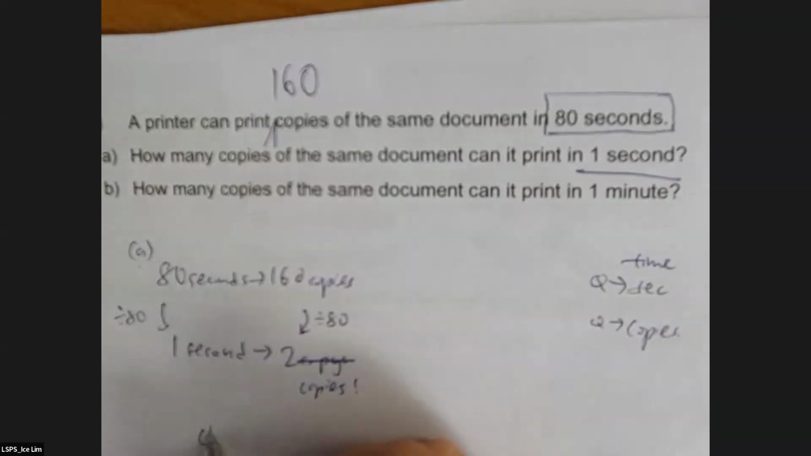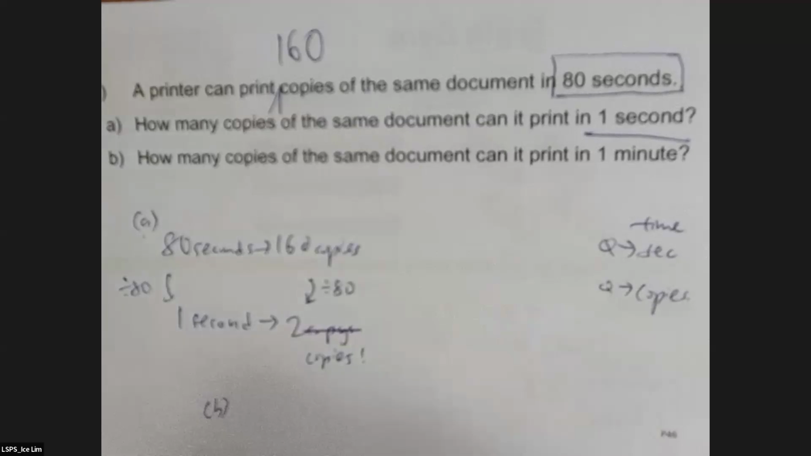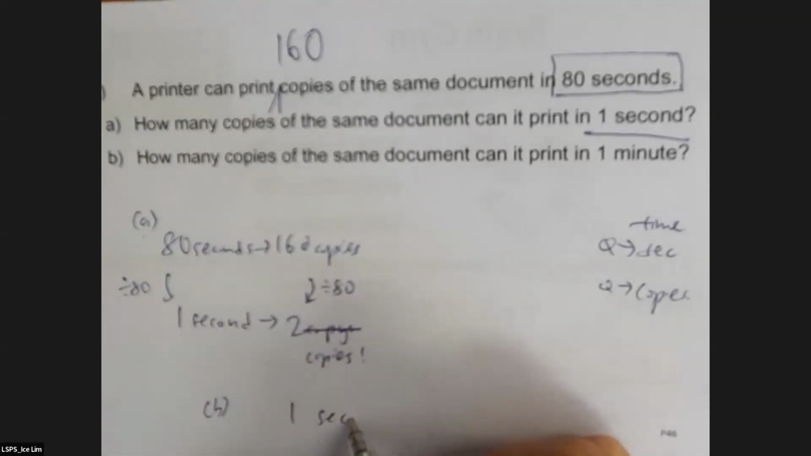Then 1 minute? 60 seconds, thank you. So 1 second is 2 copies. So 1 minute is 60 seconds.